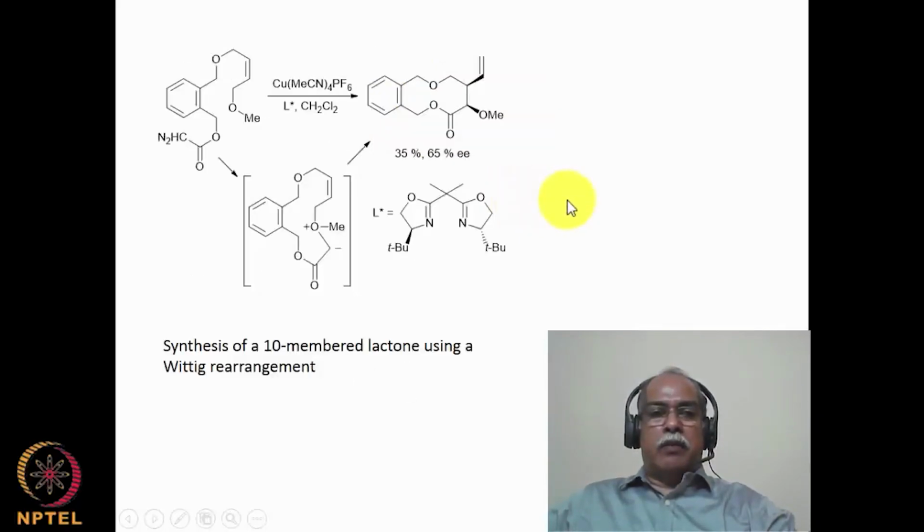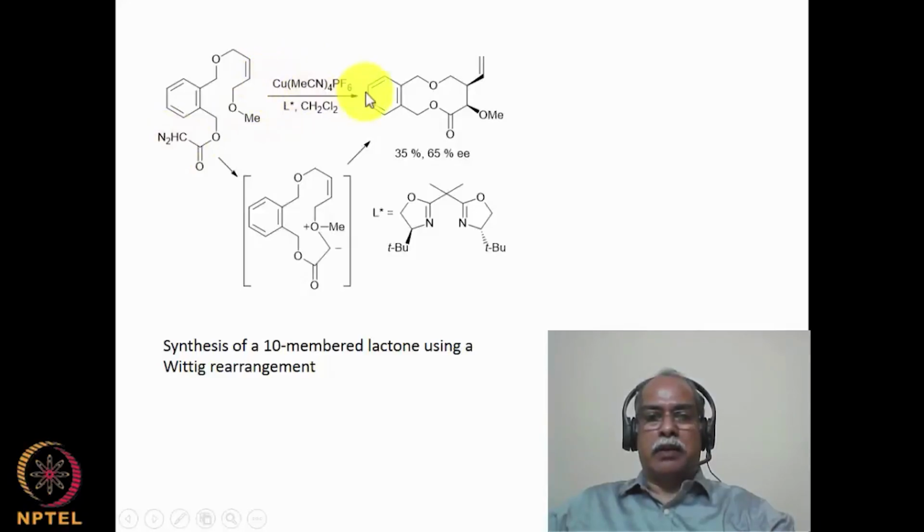Here is an example of an intramolecular transfer of a carbene from the alpha diazo ester. This is the alpha diazo ester with the oxygen, and this particular oxygen lone pair is capable of trapping the carbene that is generated by the decomposition of the alpha diazo ester in the presence of copper tetrafluorophosphate, for example.